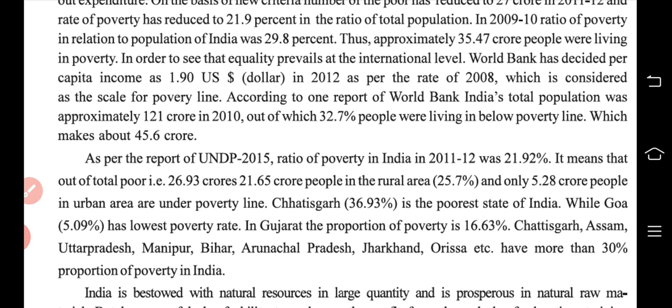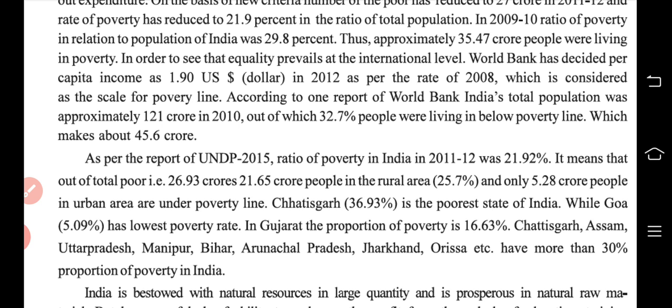As per the report of UNDP 2015, the ratio of poverty in India in 2011-12 was 21.92%. It means that out of a total of 26.93 crore, 21.65 crore people in rural areas, in bracket 25.7, and only 5.28 crore people in urban areas are under the poverty line. State-wise, poverty has been noted accordingly.